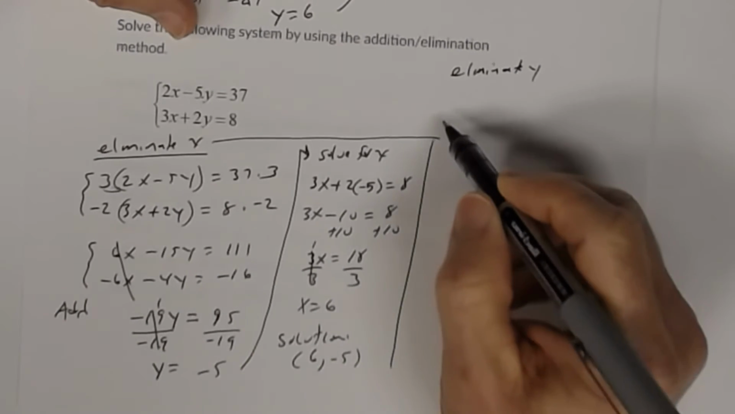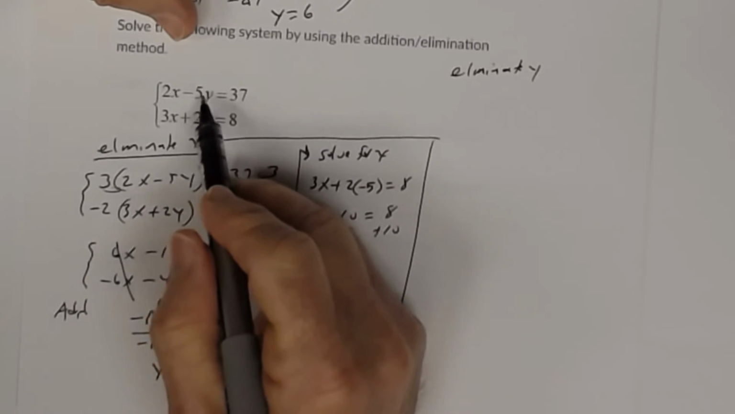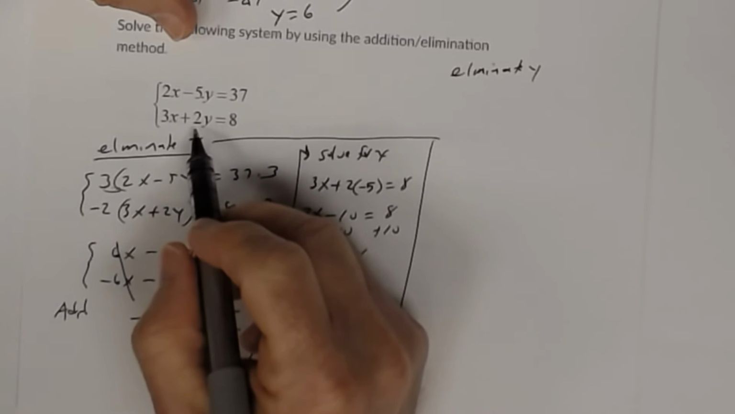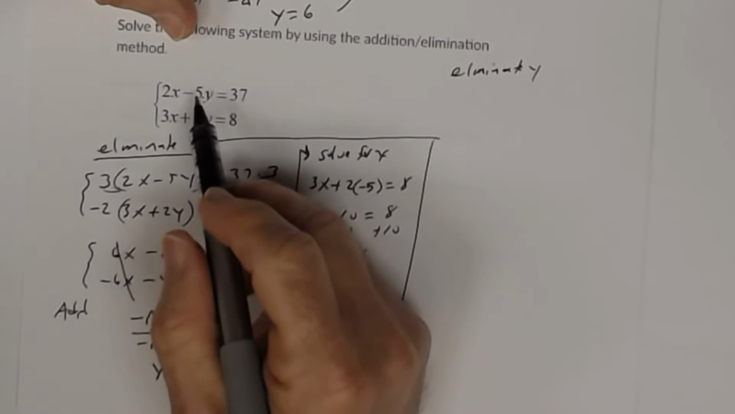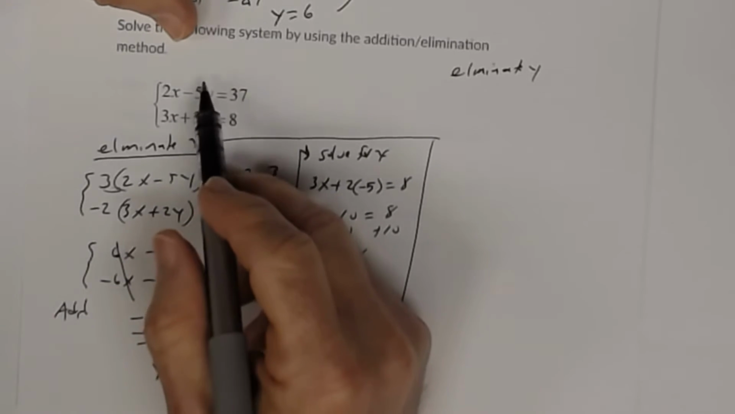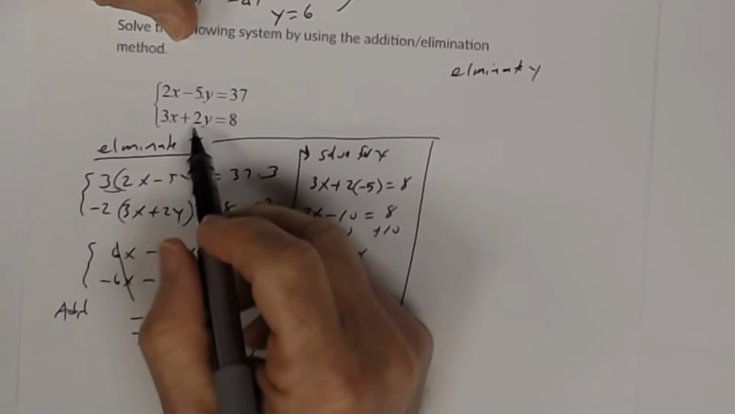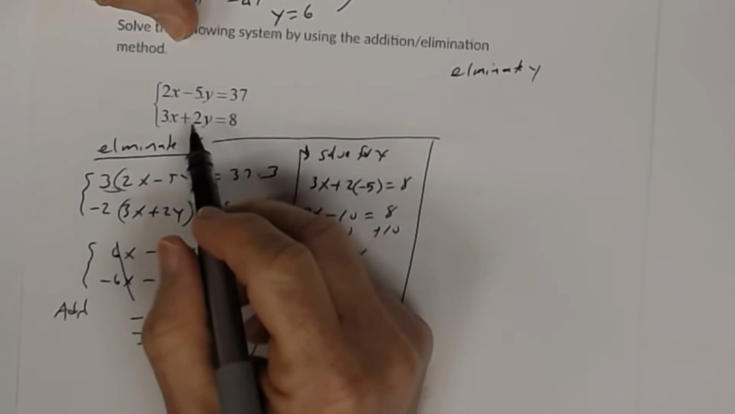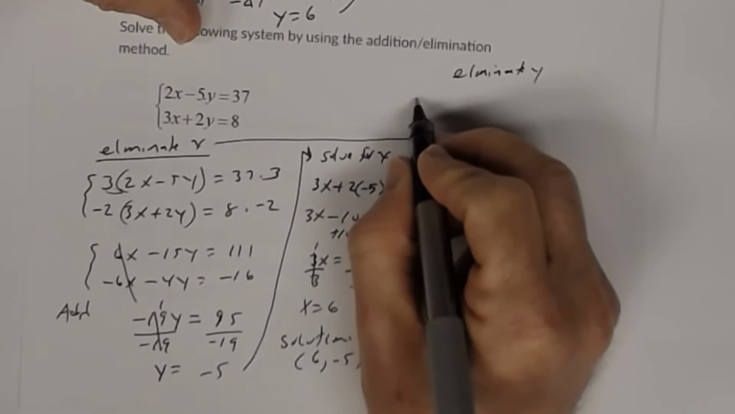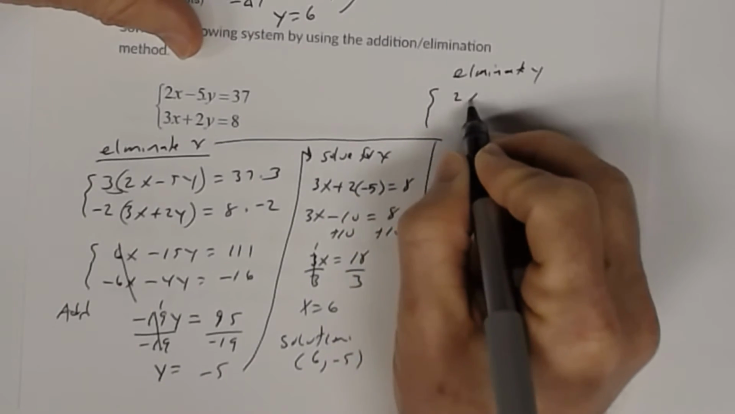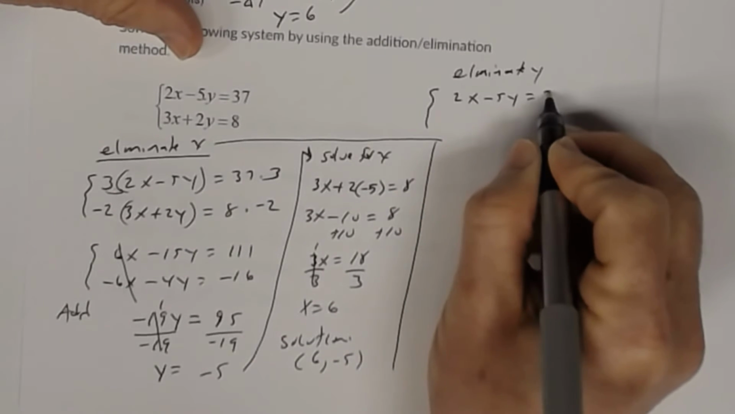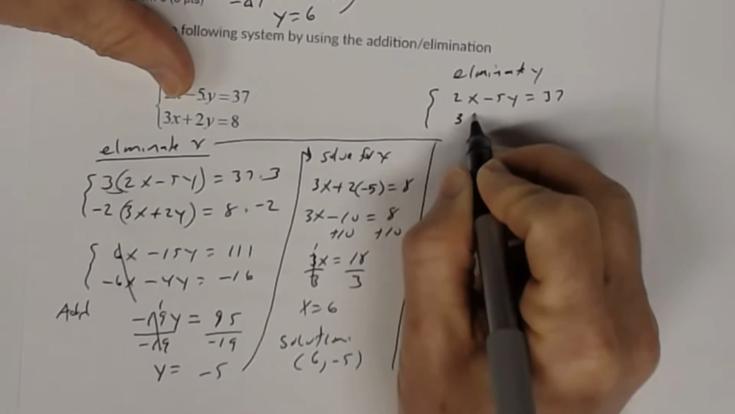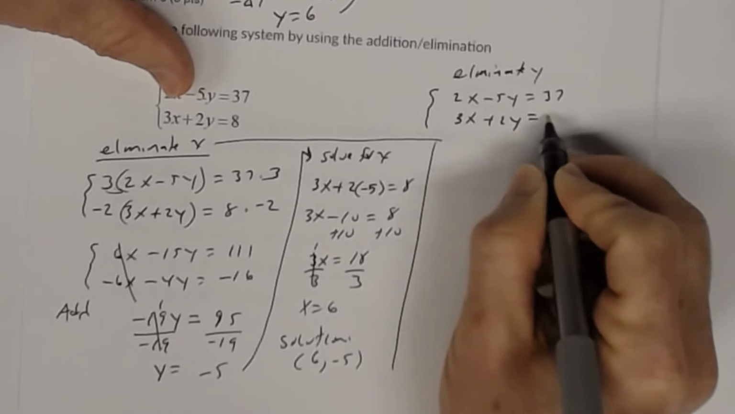So to eliminate the y, again, the coefficient here is negative 5. The coefficient here is 2. The least common multiple of negative 5 and 2, the smallest number that negative 5 and 2 go into evenly, is 10. Now, this is already negative. This is already positive. So that's going to help us somewhat. All right, so I have 2x minus 5y equals 37. And then 3x plus 2y equals 8.